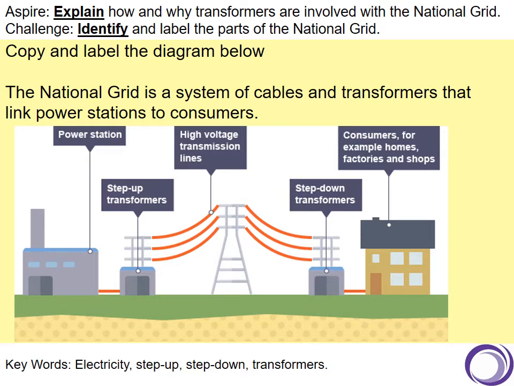So what I'd like you to do now is just to copy and label the diagram below. The national grid is a system of cables and transformers that link power stations to consumers. So I'll just give you a minute just to copy that diagram down.